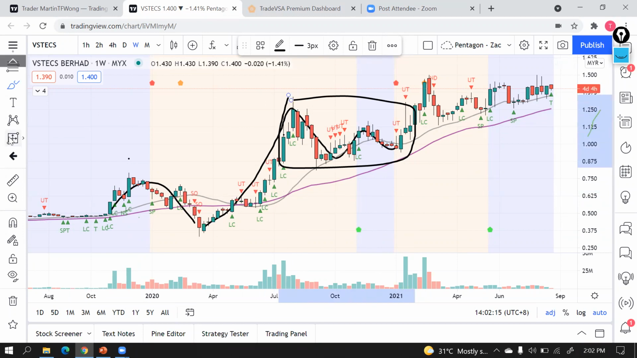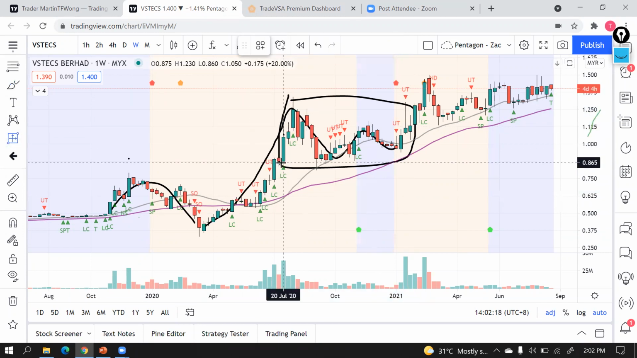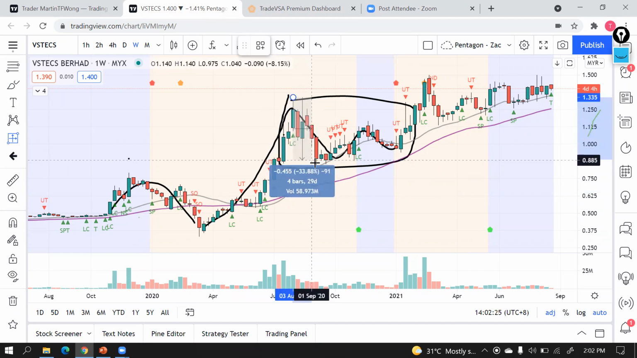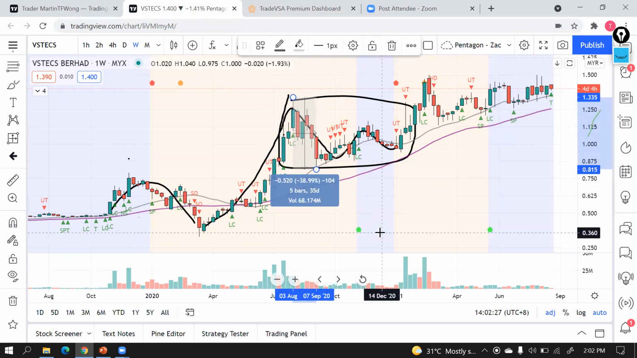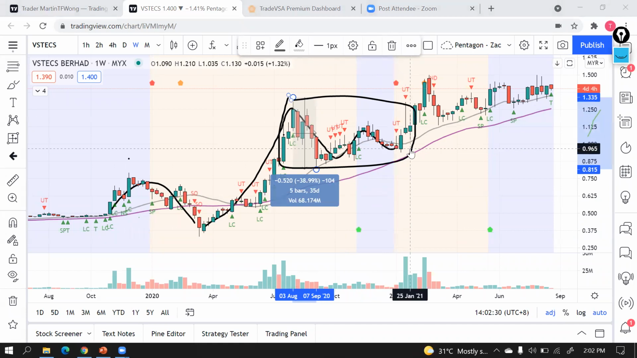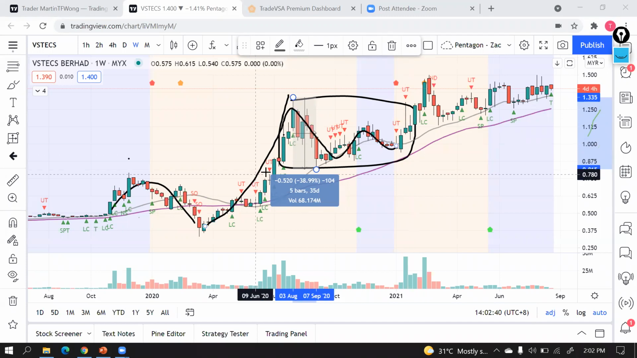But do bear in mind, if you are using weekly, your risk tolerance should be higher. For example, from the top to the bottom, this is almost 40%. It makes sense, because if we look into weekly, one bar itself, one week, sometimes is already a 20, 30, 40% up bar if the momentum is good. So the pullback is bigger, 30, 40%.